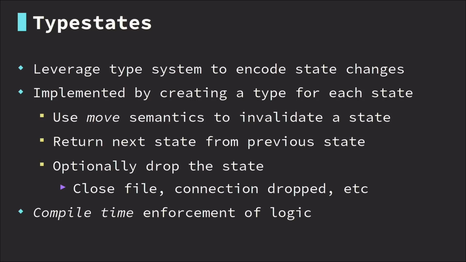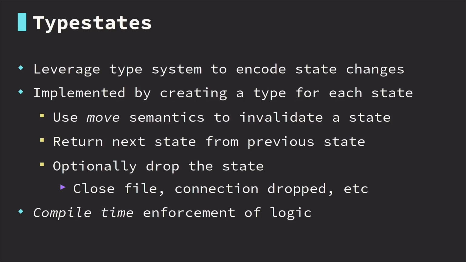The types use move semantics to invalidate a state, and they usually return the next state from the previous state. Optionally, they can also drop the state. Dropping a state is useful for something like closing files or signaling that a resource is no longer available.